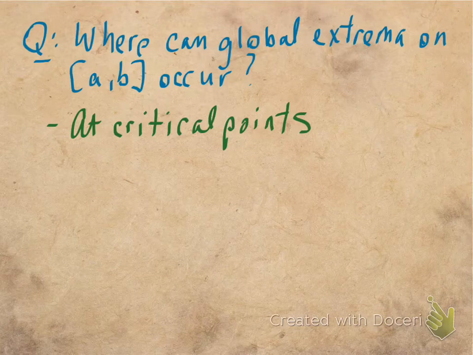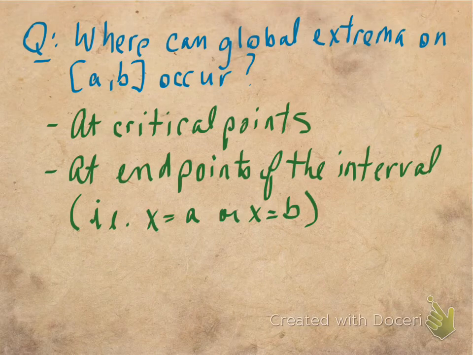And in our first example, we saw that we had a global max at one of our critical points of our function. But if we think a bit more, we might realize that there's one other place that we could get a global extrema, and that is at the endpoints of the interval. In other words, either at x equals a or x equals b.